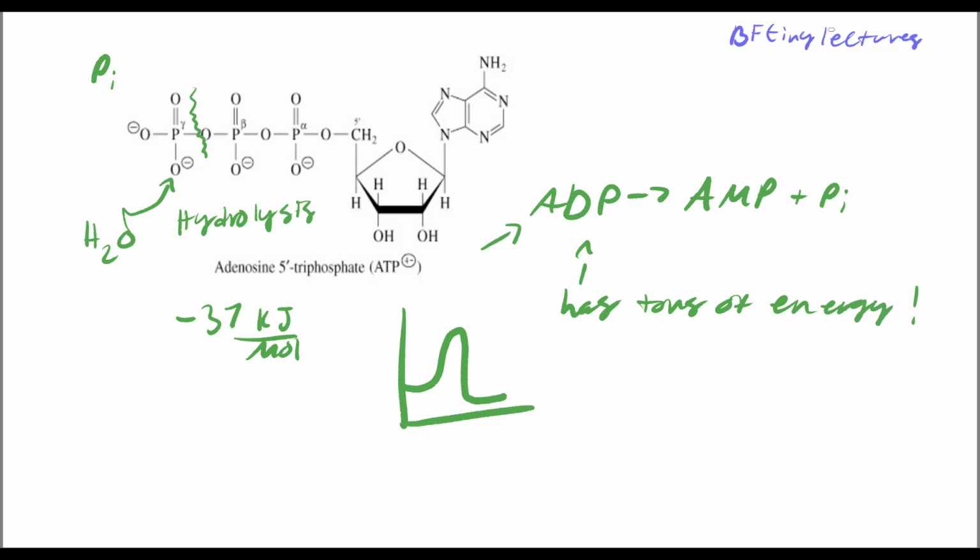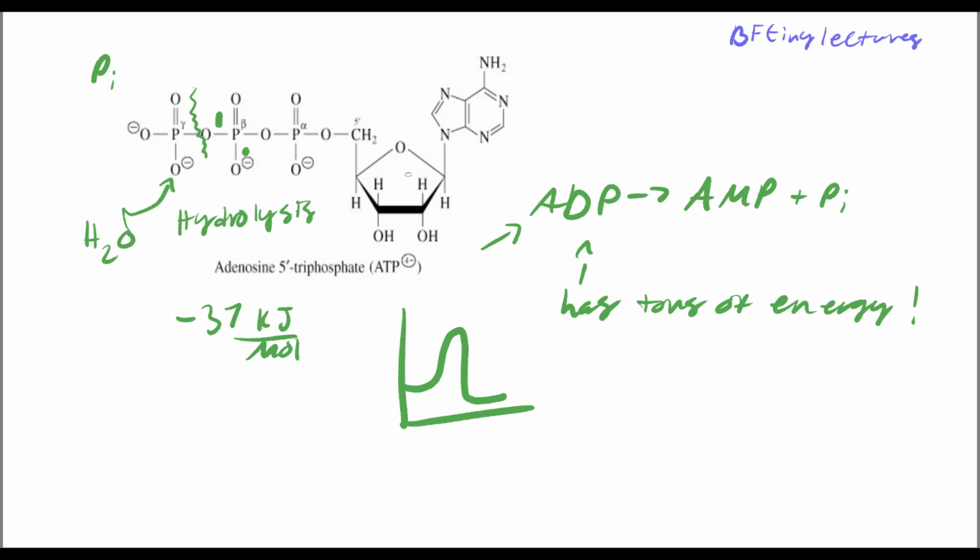And before I forget, ADP is actually stabilized by resonance. If you look at this, you can see that I can put this double bond at different areas. I could put it over here, I could put it over there, and because I have more options to put the resonance structure, I am stabilized. So that's another reason why we want to break down ATP.